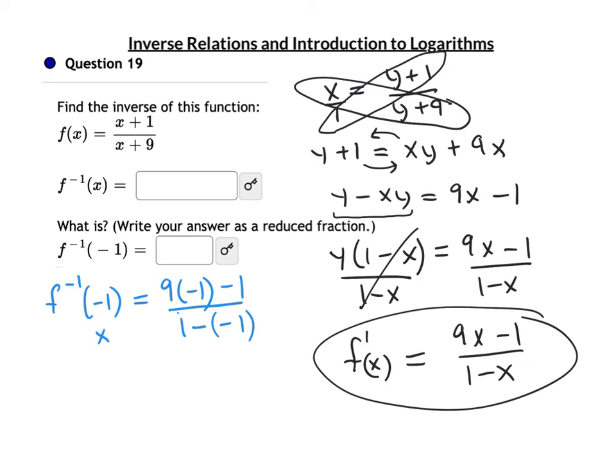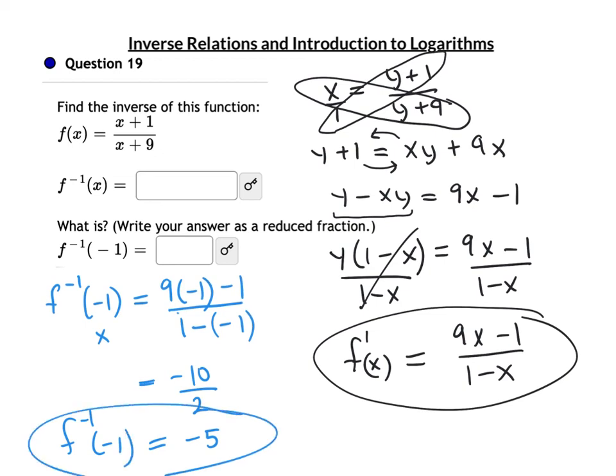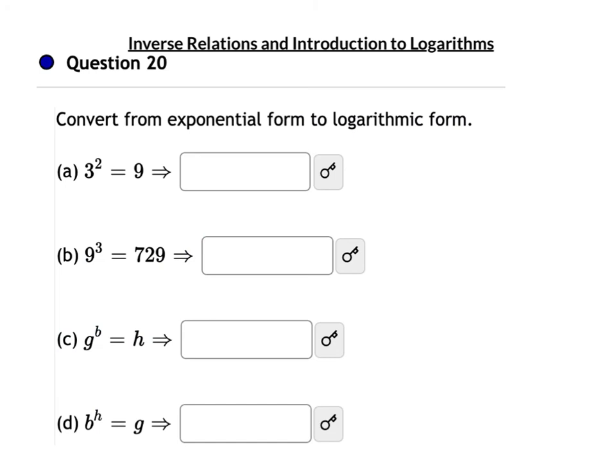This is negative 9 minus 1, which is negative 10, over 1 minus negative 1, which is 1 plus 1, which is 2. So this is negative 5. F inverse of negative 1 equals negative 5. The rest of these questions should go quite a bit quicker.